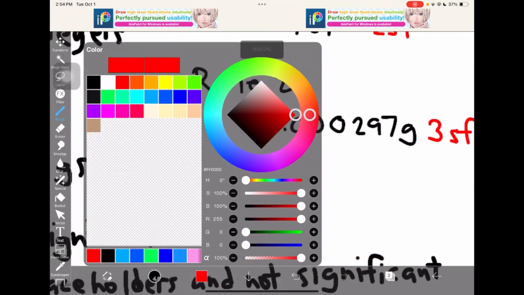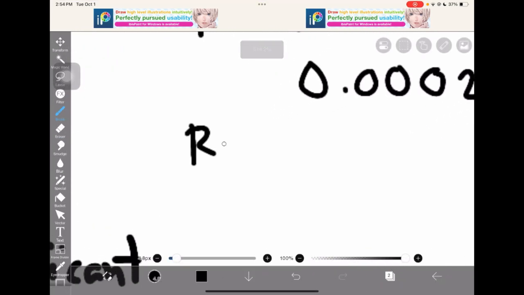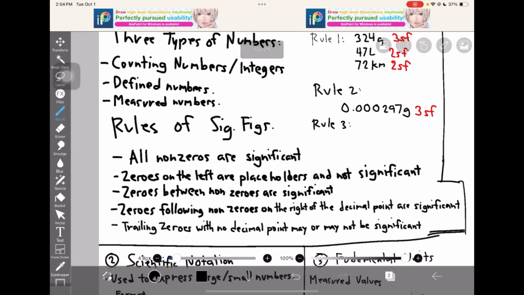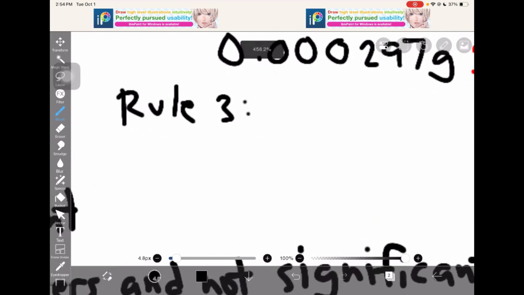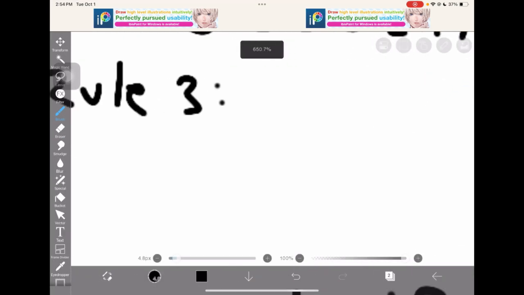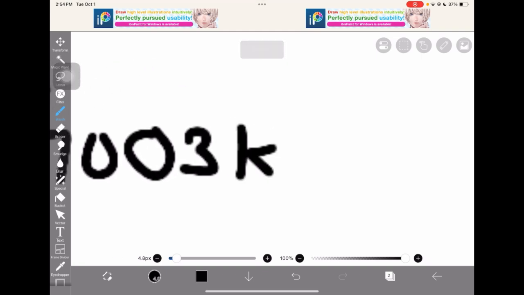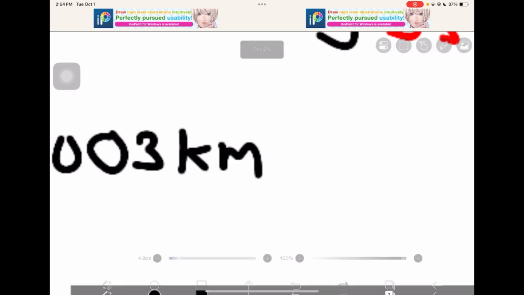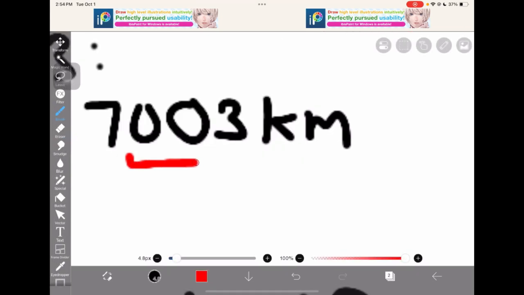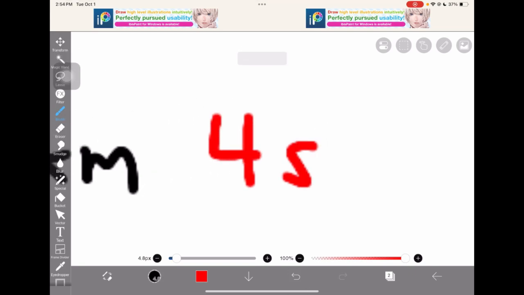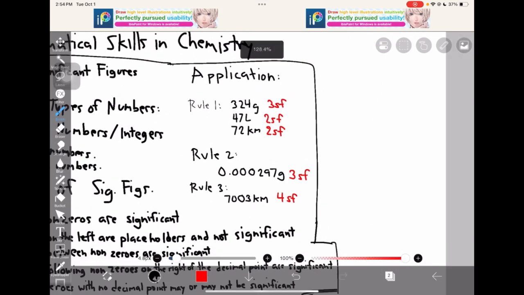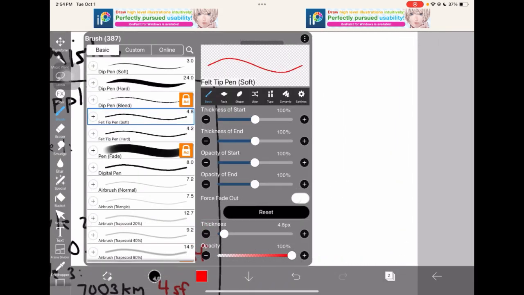How about rule 3? Zeros between non-zero digits are significant. So for example, 7,003 kilometers is actually 4 SFs because these 2 zeros here are in between 2 non-zeros, 7 and 3. That's why we have 4 SF. Running out of space here, so I'm just going to expand it here. Sorry.